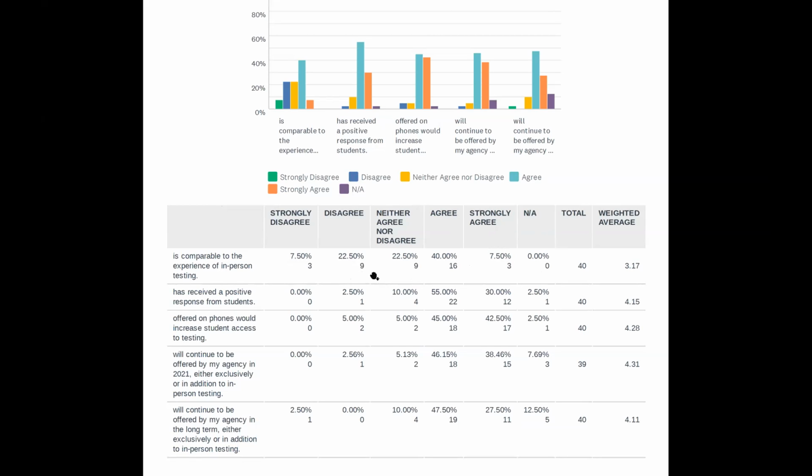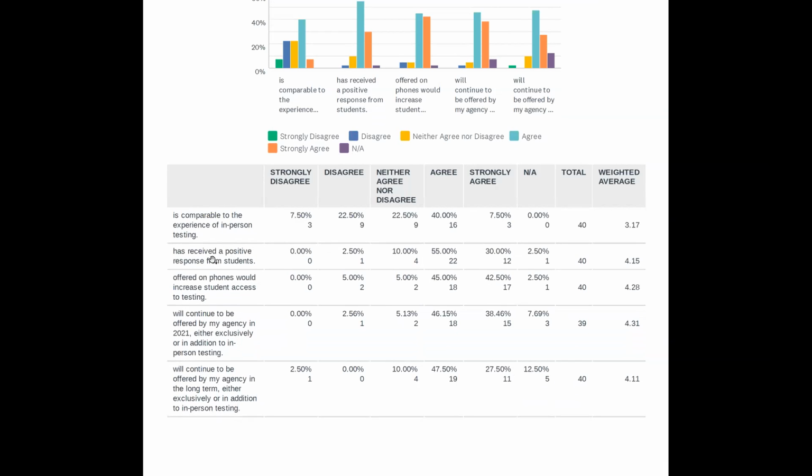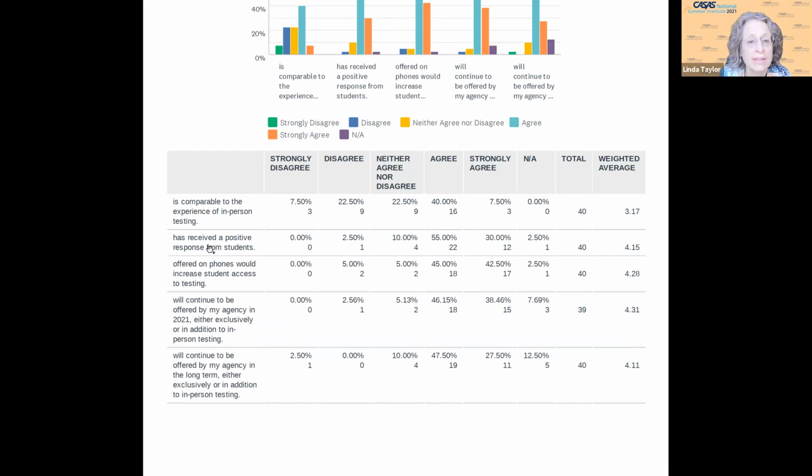We can see from our first question that the majority said they agree that it is comparable to the experience of in-person testing. By majority, I mean the highest response was 40% said they agree. However, about 22.5% said they disagree. So there was some difference in opinion on that. The overall weighted average was 3.17. Second question, should I just keep going, Linda? Please chime in with any thoughts you have, and any questions anyone has.